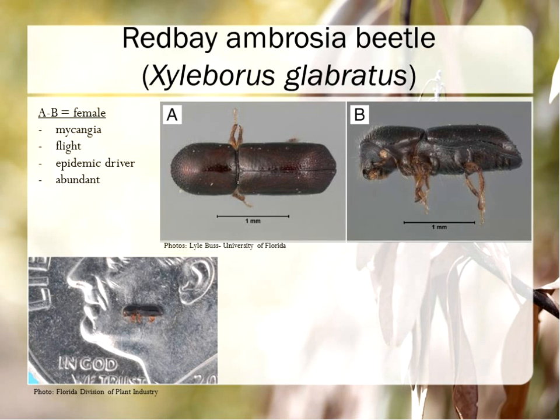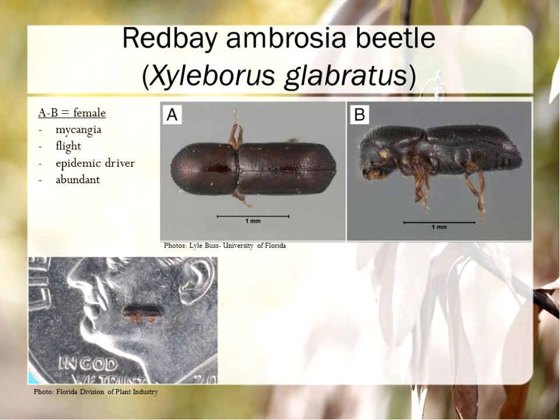Okay, so with the redbay ambrosia beetle, this is what it looks like. It's a small black-brown beetle. Again, it's a little bit over a millimeter in size. Now, the female is the sex that is responsible for the transmission of the disease.